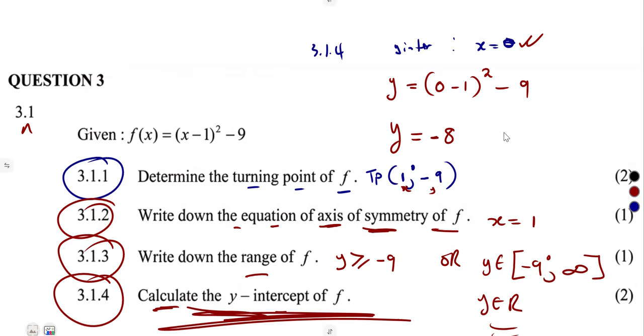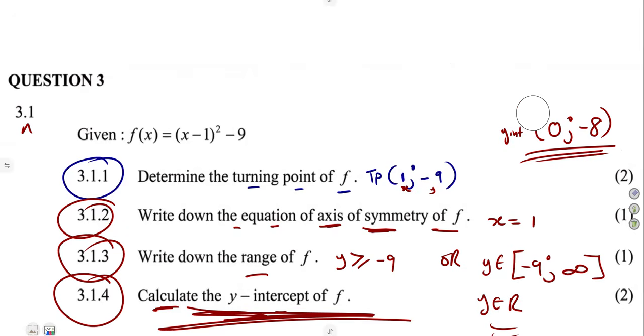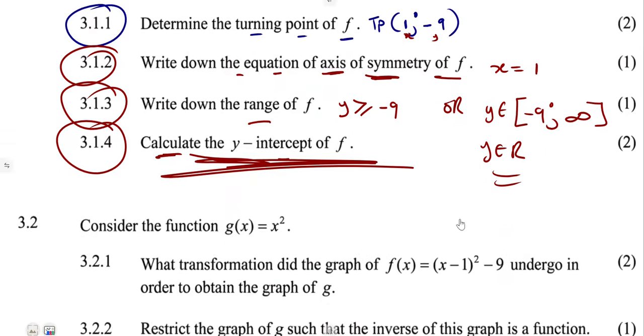So therefore, our y-intercept is given as (0, -8). We have it as a point. This is the condition, right? Just like that, you're done. Calculate the y value when x is 0, and you substitute as a point, x versus y. So that was it for question 3.1.